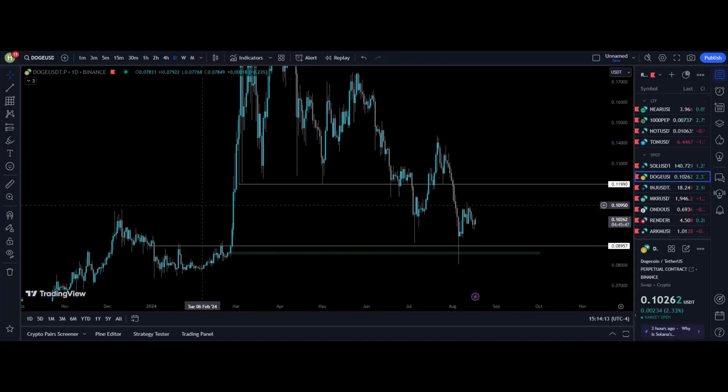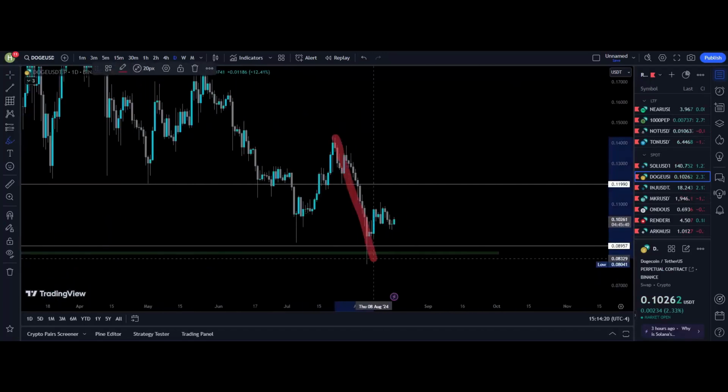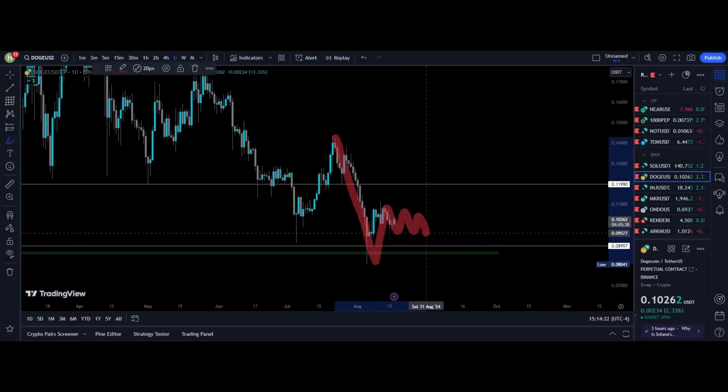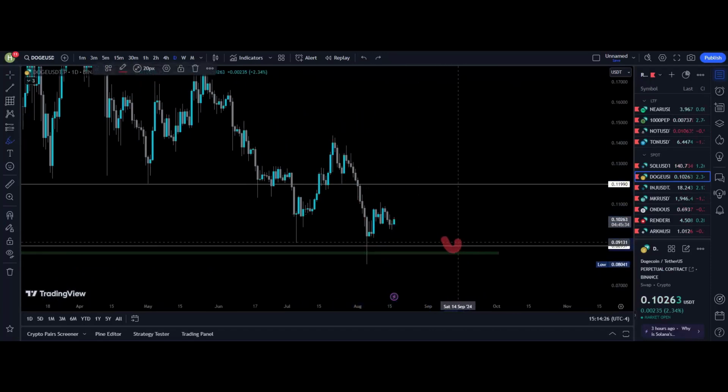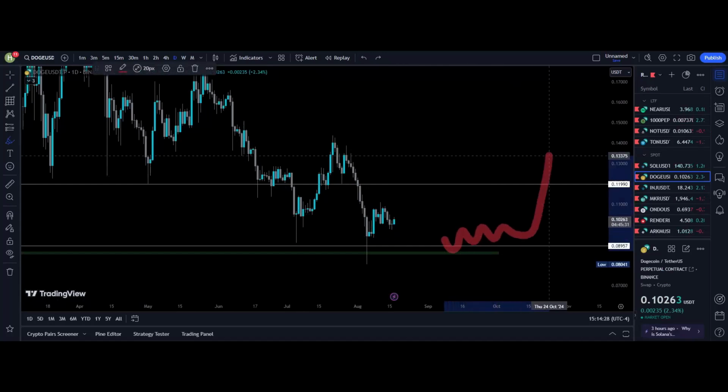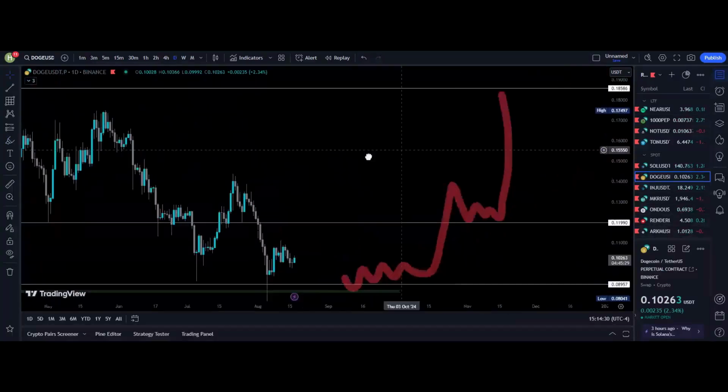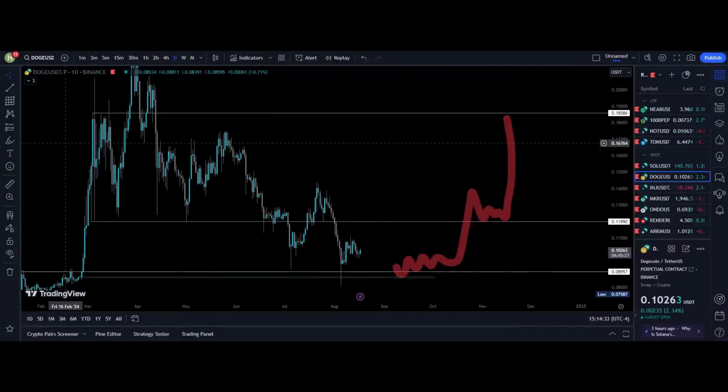Now on Dogecoin, we have a yearly open right here, right? That is acting as support. Now again, price dumped. Now it is likely to compress here, potentially one more sweep inside this SR level, reclaim the zone, and then potentially a huge pump will send it to 0.18. This is what I'm looking at.